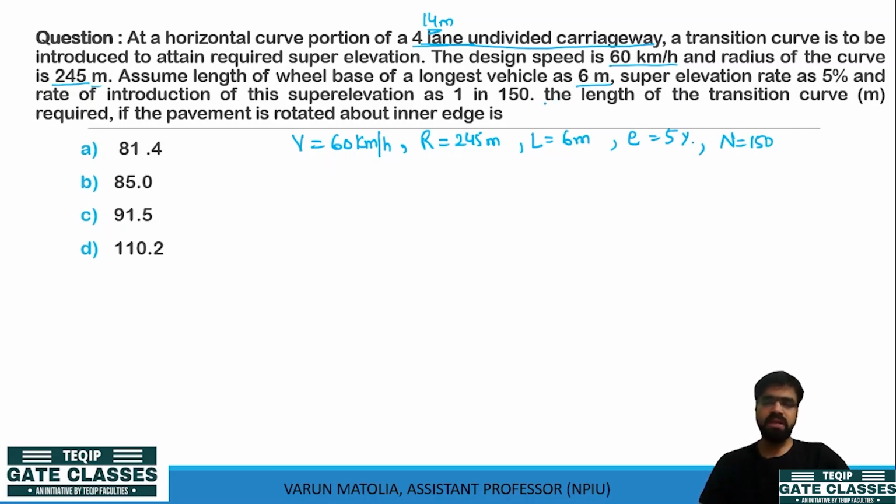They want us to calculate the length of transition curve which needs to be provided, if the pavement is rotated about its inner edge. We know that this value will be used in the formula which is based on the rate of change of superelevation. So let us calculate the length of transition curve by the first method, rate of change of superelevation.